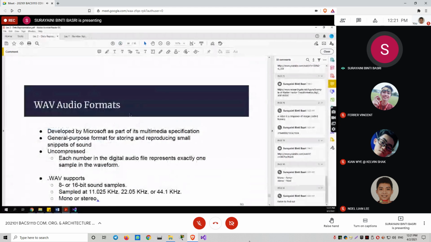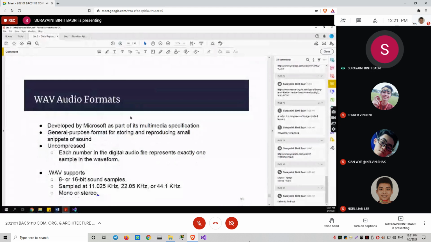There are various formats of audio, one of which is WAV. This was developed by Microsoft as part of its multimedia specifications. This format is a general purpose format for storing and reproducing small snippets of sound, and it is uncompressed. Each number in the digital audio file represents exactly one sample in the waveform. So if you have audio in WAV format, it means that it isn't compressed.